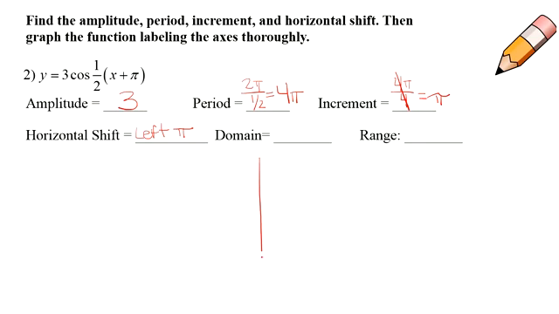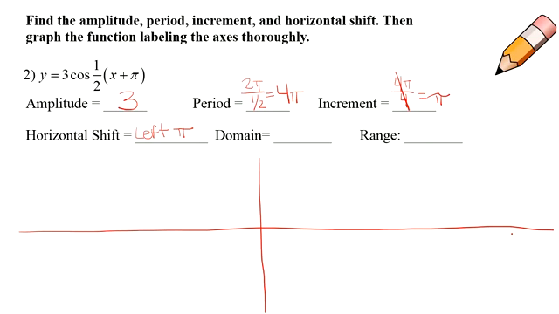Okay, so let's go ahead and fill in our graph here. There we go. Fill in my amplitudes. 1, 2, 3, -1, -2, -3. Take my blue here and make my dotted line.